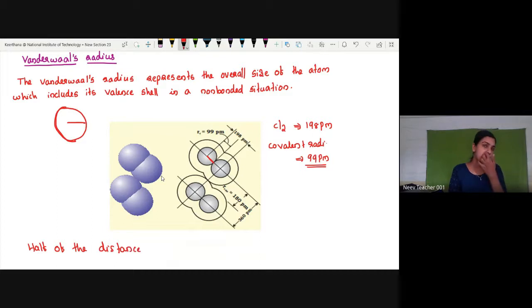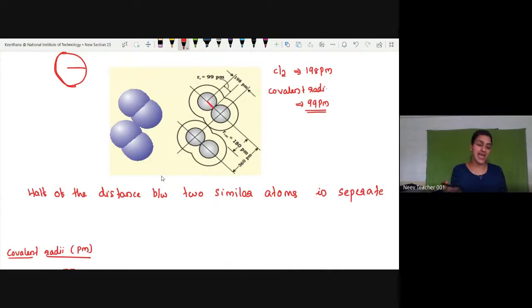As we know, the independent existence of an atom is rare. We can't find an independent chlorine atom. So we will measure the van der Waals radius by taking half of the distance between two similar atoms in separate molecules in solid.